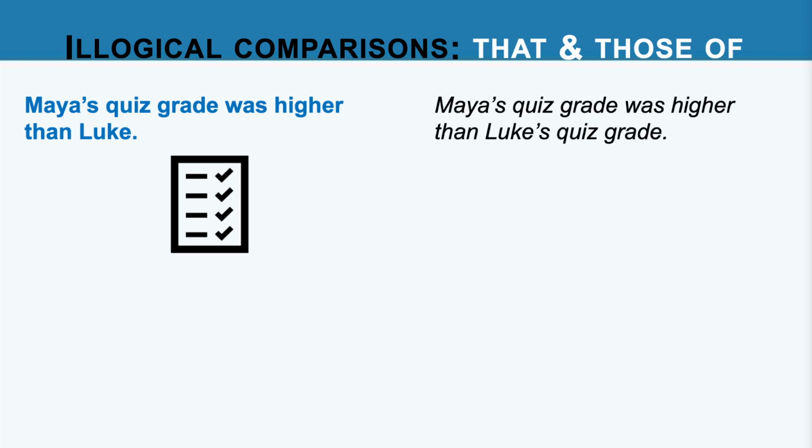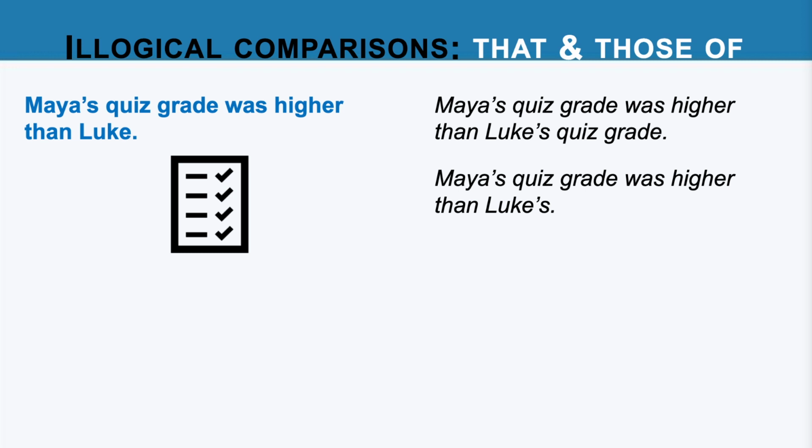We can say it like it is. Maya's quiz grade was higher than Luke's quiz grade. Parallel, everything matches up. No question about what's being compared. Next example, Maya's quiz grade was higher than Luke's. Now we've got a possessive noun, Luke's, and Luke's is referring back to quiz grade.